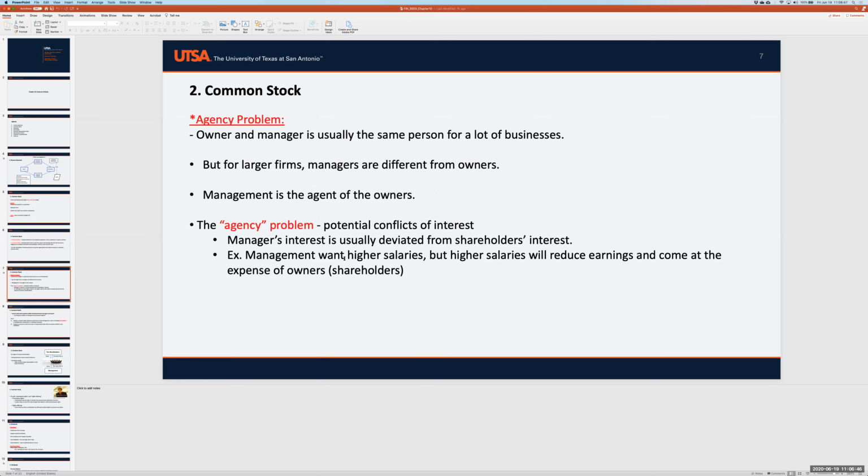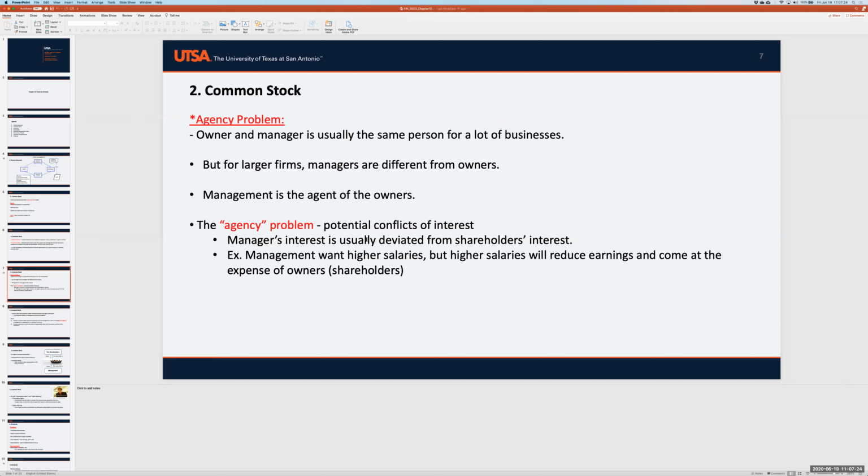There's an agency problem because owners and managers are usually not the same person. For small firms, think about it this way: you own a startup, you own the company and you manage the company. But for bigger firms like Apple, Amazon, or other bigger and mid-sized firms, the shareholders and the managers are not the same. That results in the agency problem. Management is the agent of the owners. Who are the owners of the company? Owners are the shareholders, the stockholders of the company.